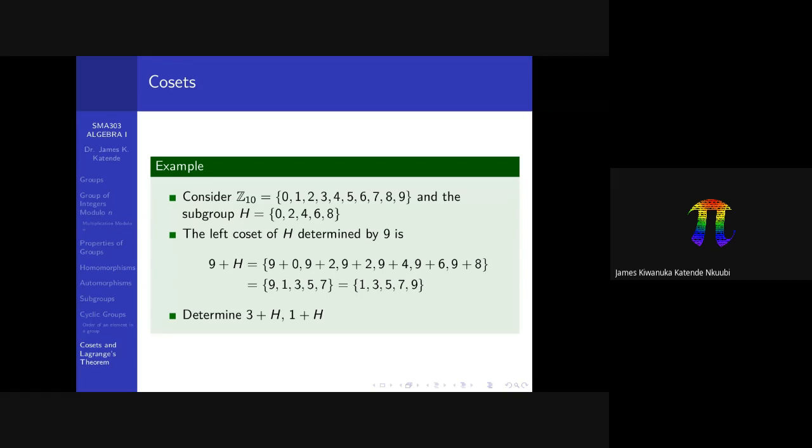I can give you a few minutes. Can you determine the left coset determined by 3? Just work this one out alone. The left coset of H determined by 3.